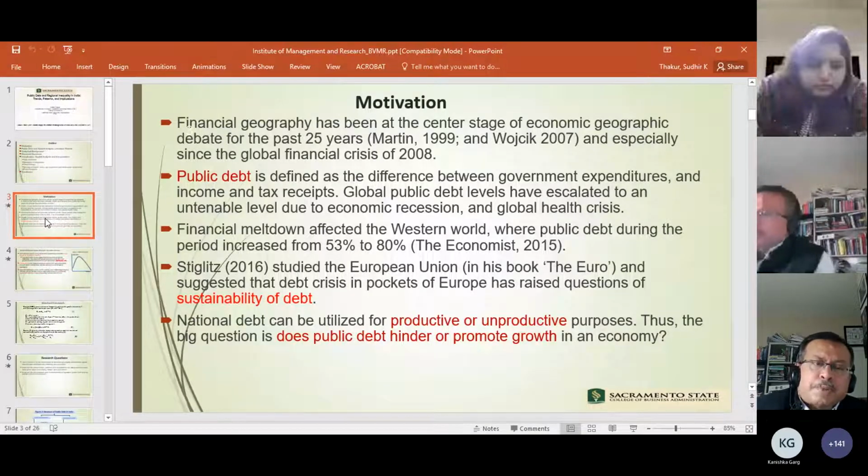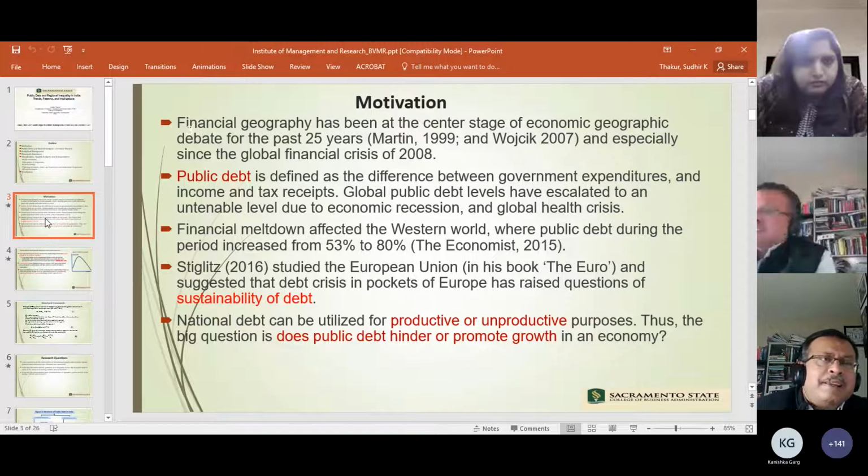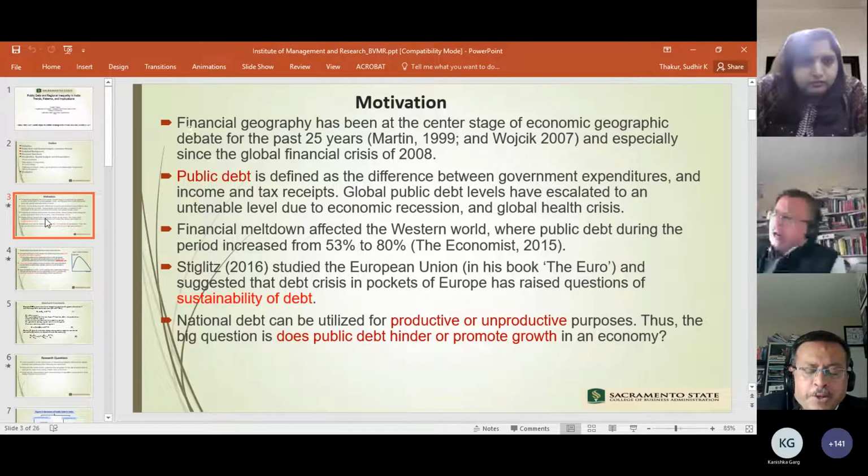If it is utilized for productive purposes, then we spend it on planned expenditure, on dams and roads and bridges and schools and hospitals and so on and so forth. But if it is utilized for an unproductive purpose, then that utilization can be very counterproductive, meaning that you take debt and you basically use it for servicing the debt and utilize it for unplanned expenditure.